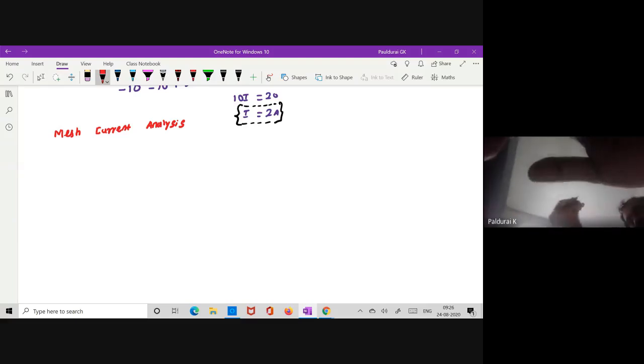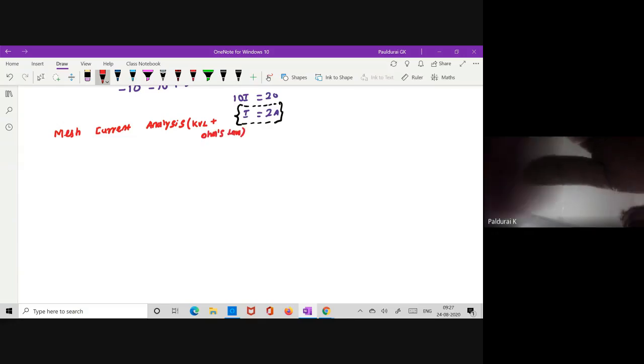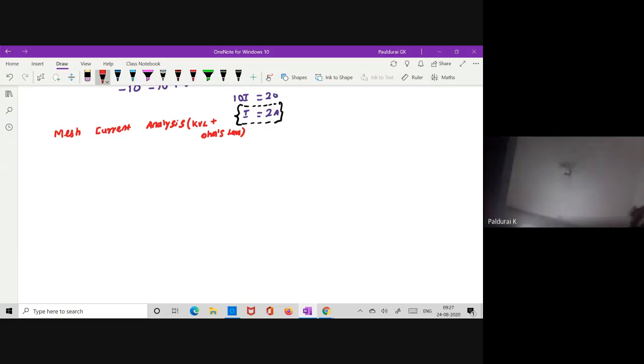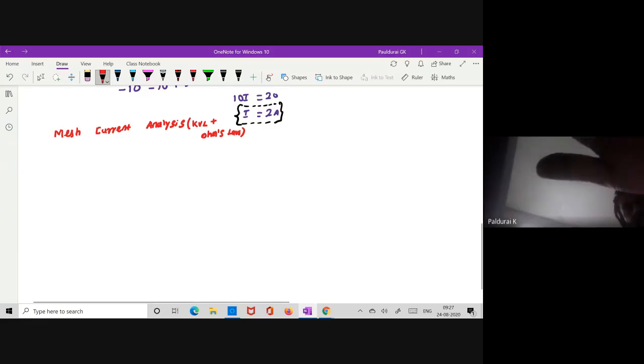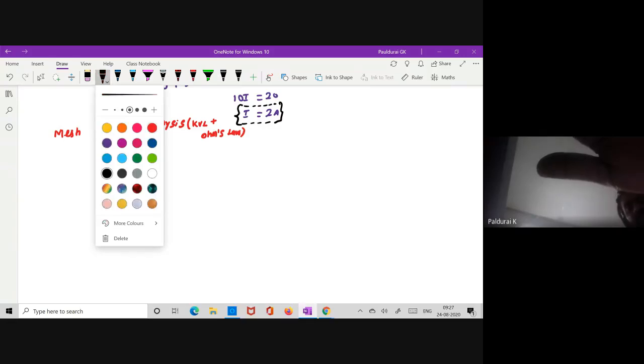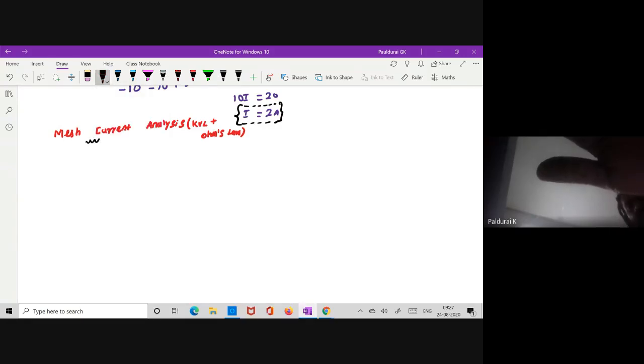Actually, we are going to find the loop current. Current analysis I will explain. Don't worry, what is this? This is nothing but KVL, a combination of KVL plus Ohm's law, which will give you mesh current analysis. You can understand that after half an hour. But this concept is quite interesting. So please listen. Okay, so now take this heading.